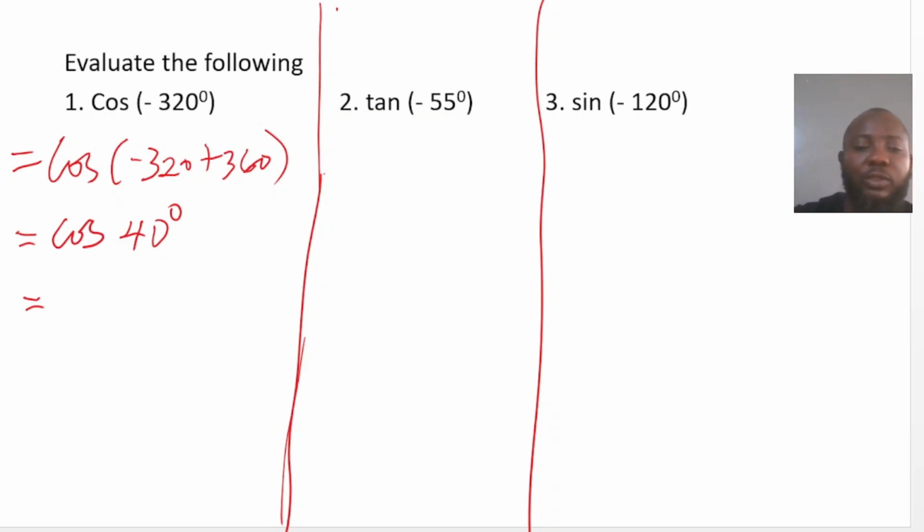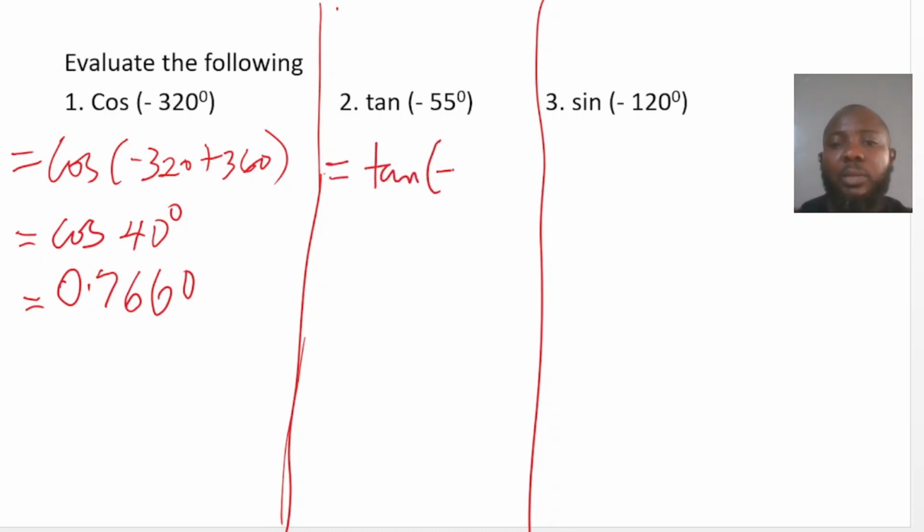Check cos 40 degrees now. So 40 degrees and then cos. That is 0.7660. So that is that on that. You can see it's very simple, straightforward. So the same thing with this one. For us to do this one, that will be tan of minus 55 plus 360.